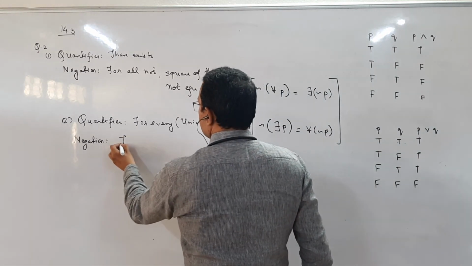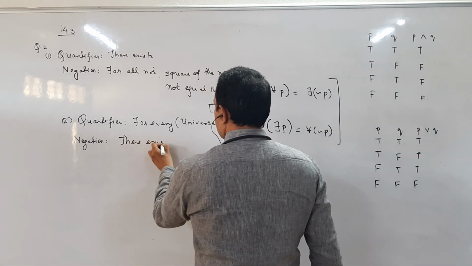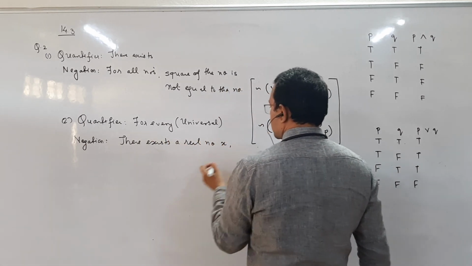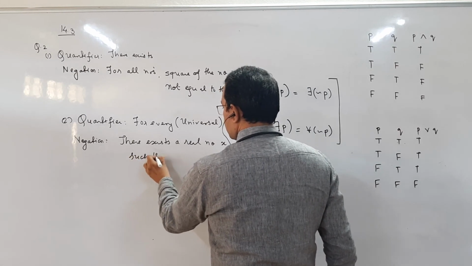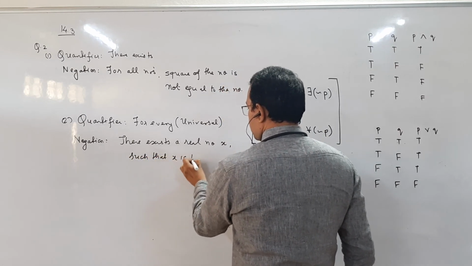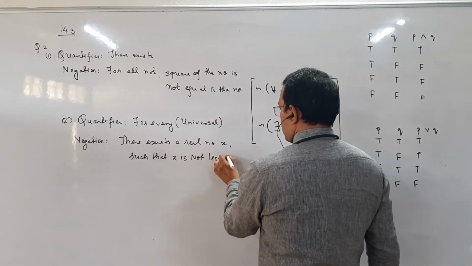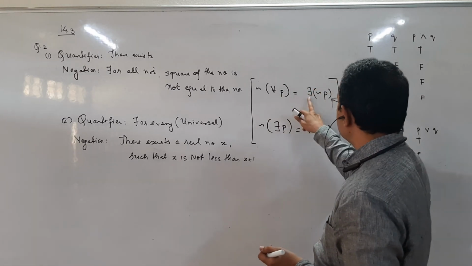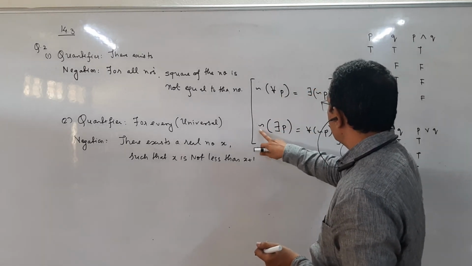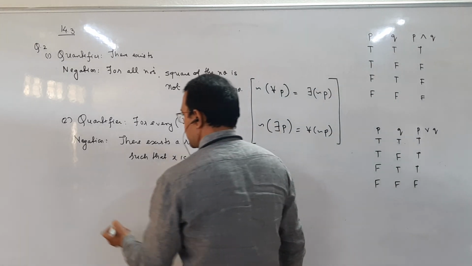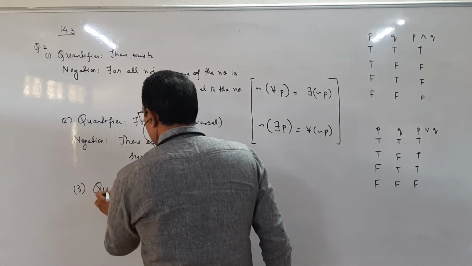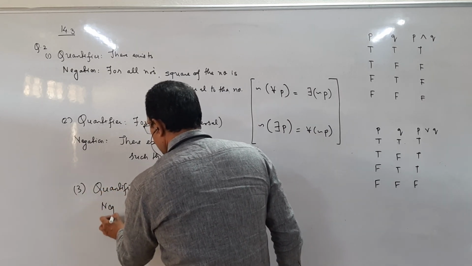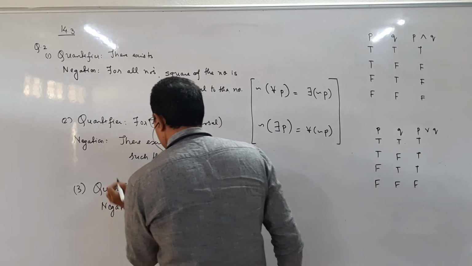There exists a real number x such that x is not less than x plus 1. So negation for every is existential, and negation for existential is for every, students. That we have to remember. Okay, some more quantifiers, and then students you will write the negation.